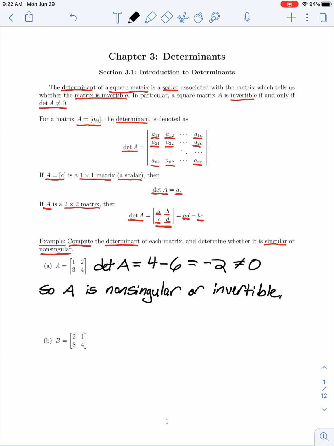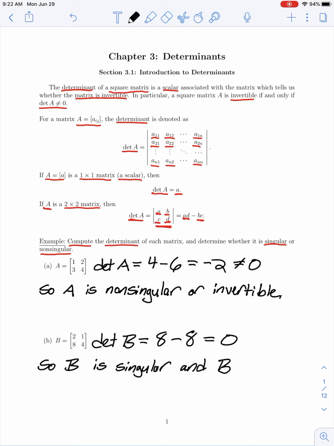Now in Part B, we have a 2 by 2 matrix B, whose entries are 2, 1, 8, 4. And the determinant of this matrix B would be the product of the diagonal entries, 2 times 4, which is 8, minus the product of the off diagonals, 1 times 8, which is 8. So we're left with a determinant of 0. So we can say here that the matrix B is singular. And so B inverse does not exist.